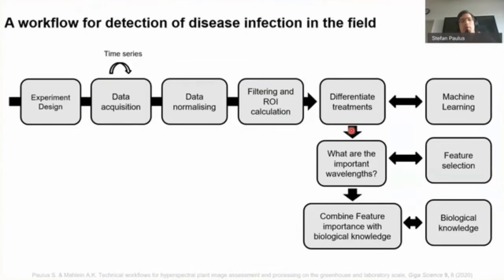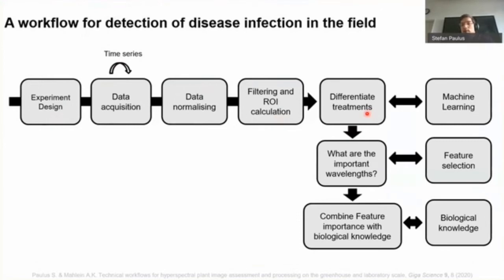How does a typical hyperspectral workflow look? In this case, I want to show you the workflow for detection of disease infection in the field. We have the experiment setup, and the data acquisition, maybe over time. We have the data normalizing, the filtering, and the calculation of the region of interest. Then we start the machine learning, where we want to differentiate between the different treatments.